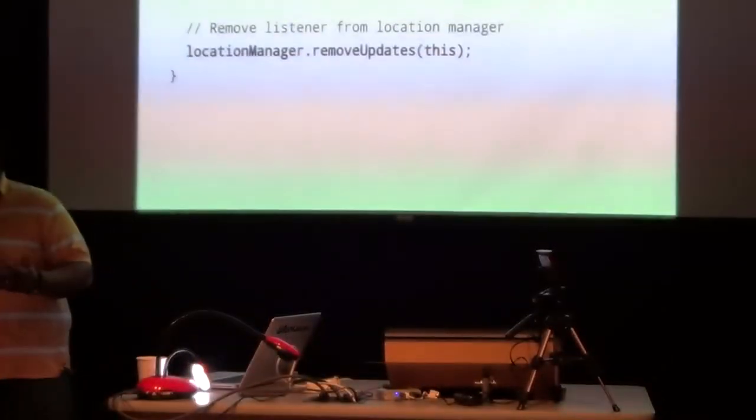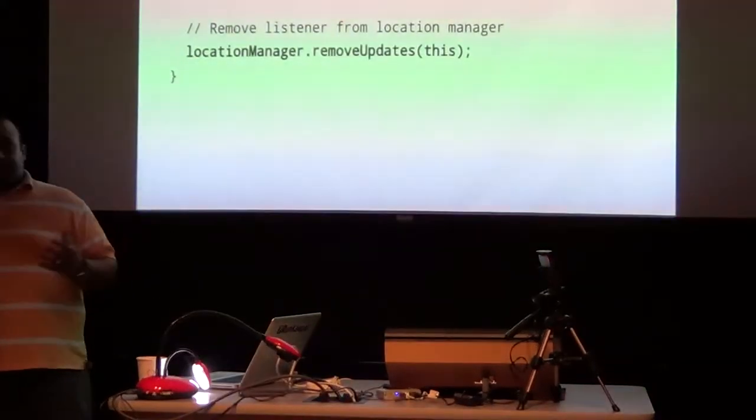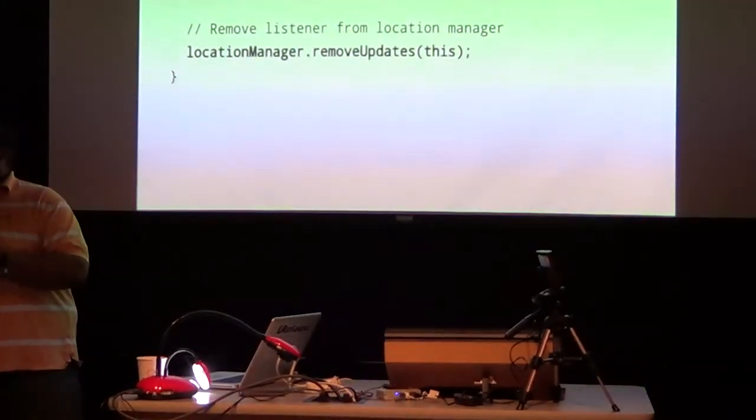So the API is actually fairly simple to use. And that's sort of another takeaway. So for both location and physical sensors, accessing the data is not that hard. Making sense of it is a lot more complex.